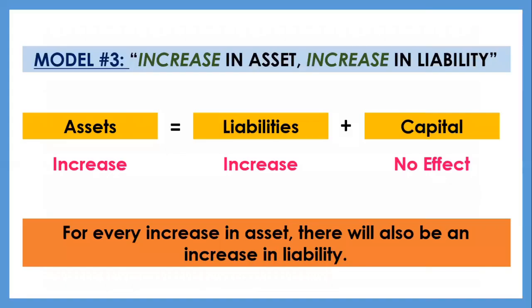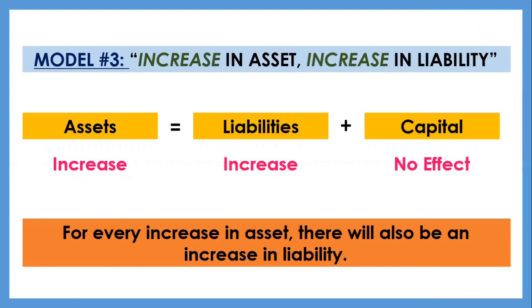Now, moving on to model number 3. Model number 3 is increase in asset, increase in liability. As you can see on the figure, there is an increase in the assets, increase in the liability, and no effect on the capital. And so, for every increase in asset, there will also be an increase in liability.